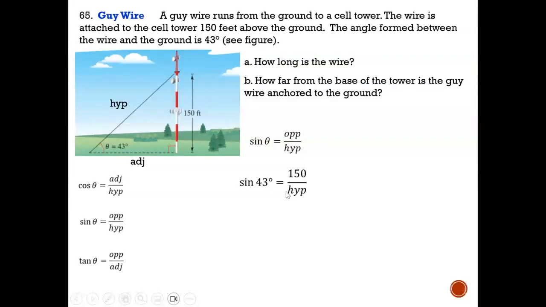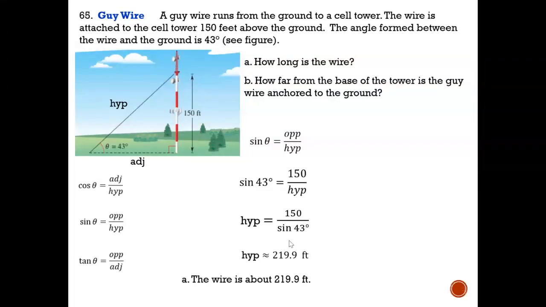Again, we're going to switch these two, so hypotenuse goes over here to the left. The hypotenuse is equal to 150 over sine of 43 degrees. Now we're going to use a calculator, but you have to make sure that the mode is in degrees. It's going to give us approximately 219.9 feet, or 220 feet. That's the length of the wire.